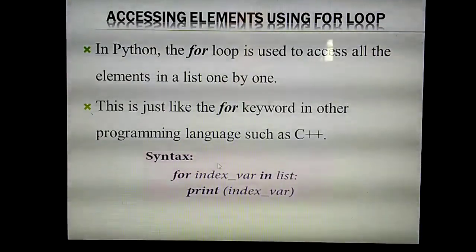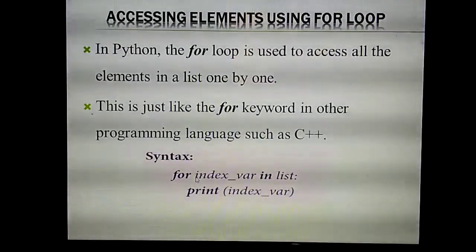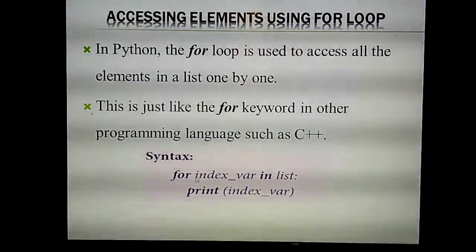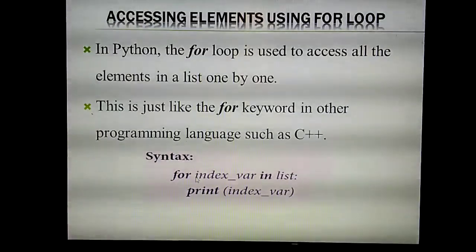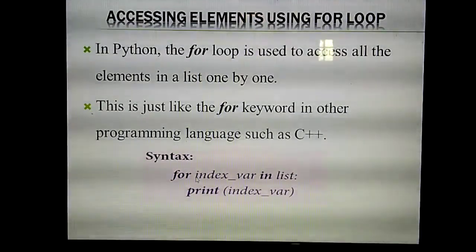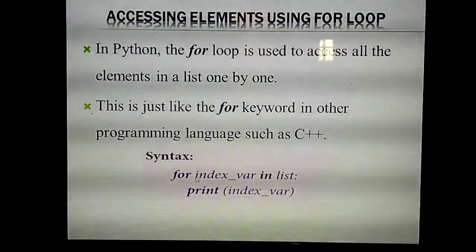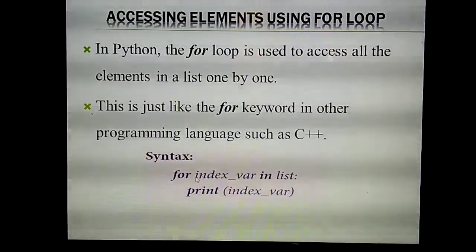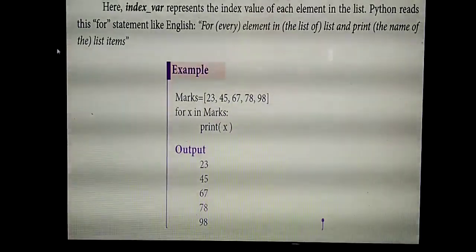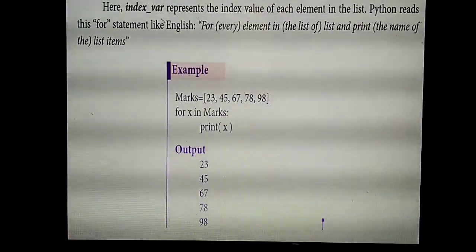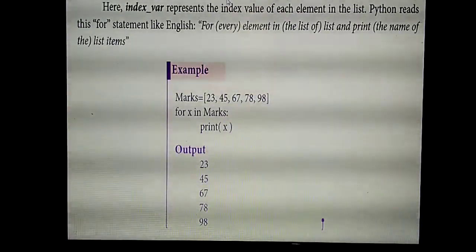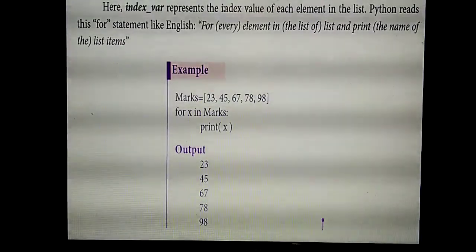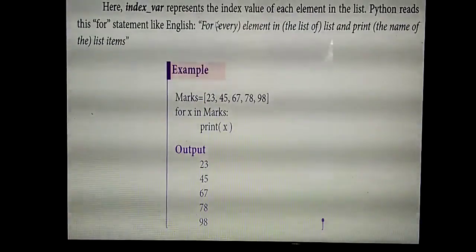So the syntax and all you need to study thoroughly. Okay, so what's the syntax? First the for keyword, then index variable, then index variable in the list. Next you need to print the index variable. Understand? See the example, then only you'll understand. So in that, index variable means the index value. What do you mean by index value? 0, 1, 2, 3. It will represent the index value in the list. Okay, see this example.